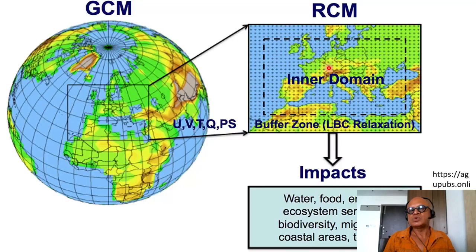But these high resolution models produce more specific information for regions on water, food, energy, ecosystem services like fisheries, agriculture, biodiversity, migration, coastal areas, tourism, and so on.